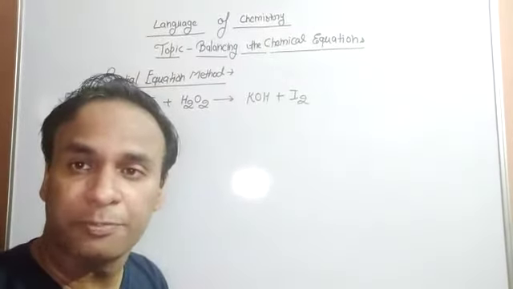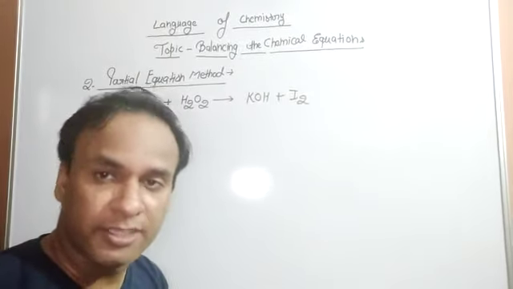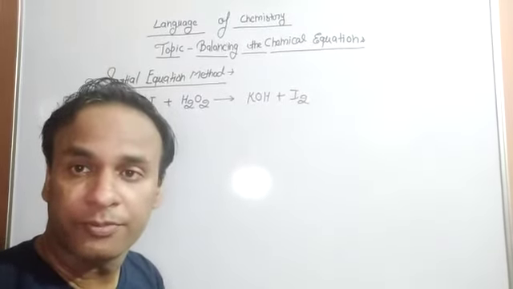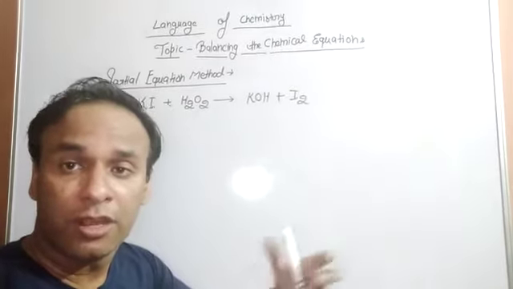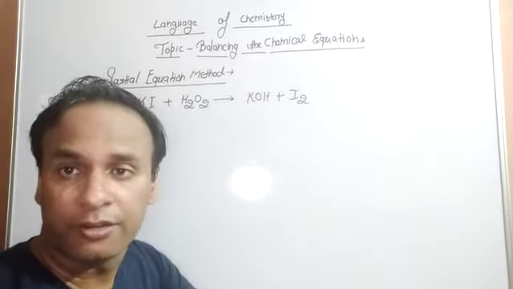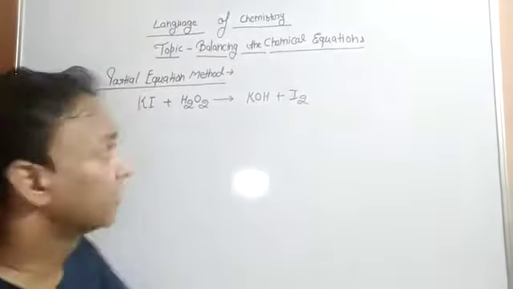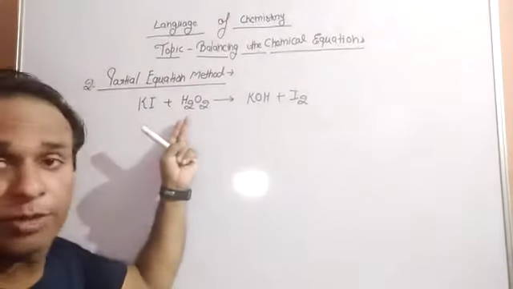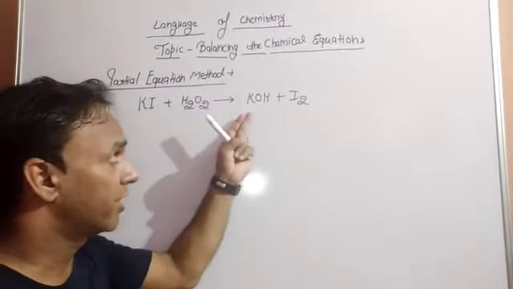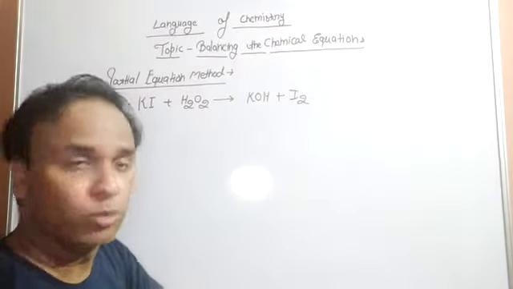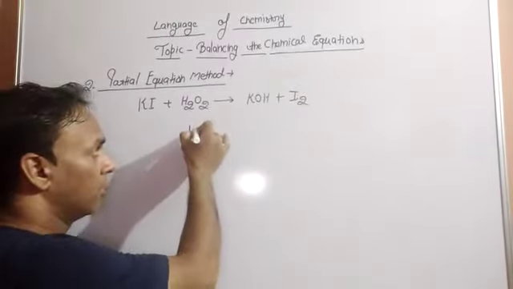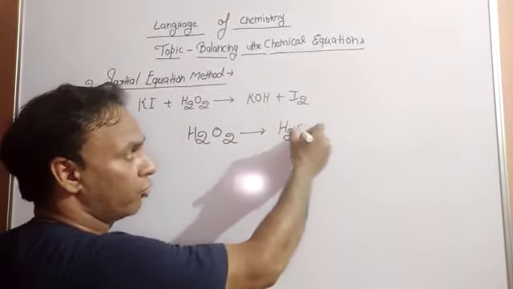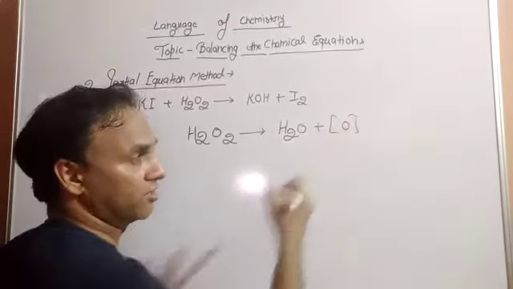Now the next method is the partial equation method. In this method, equations are split into different forms. After adding these two reactions, we get the final equation. How? Listen, suppose that this is a reaction in which potassium iodide reacts with hydrogen peroxide to form potassium hydroxide and iodine. We know that when hydrogen peroxide is decomposed, it forms water and oxygen.